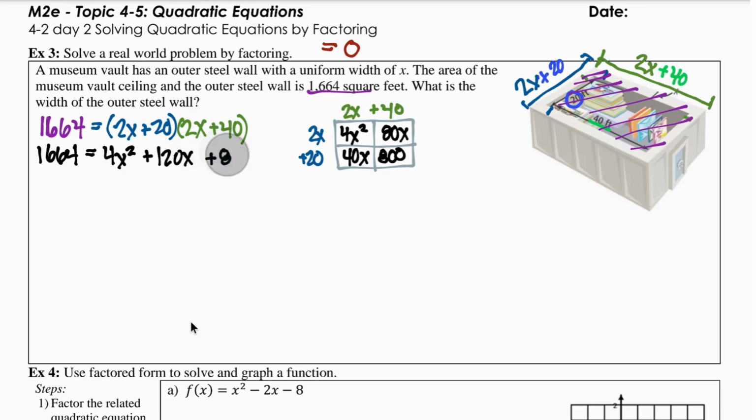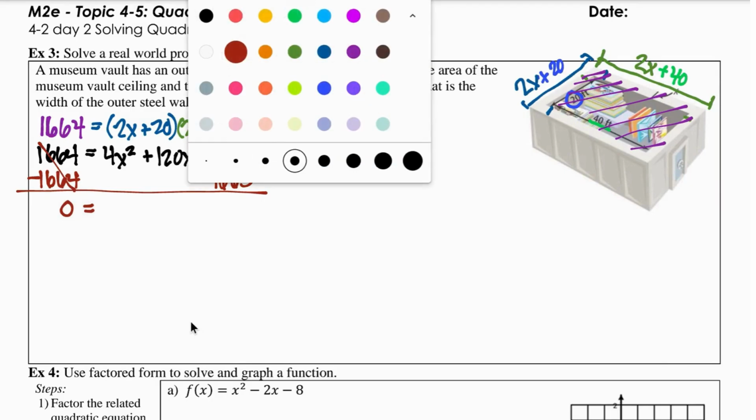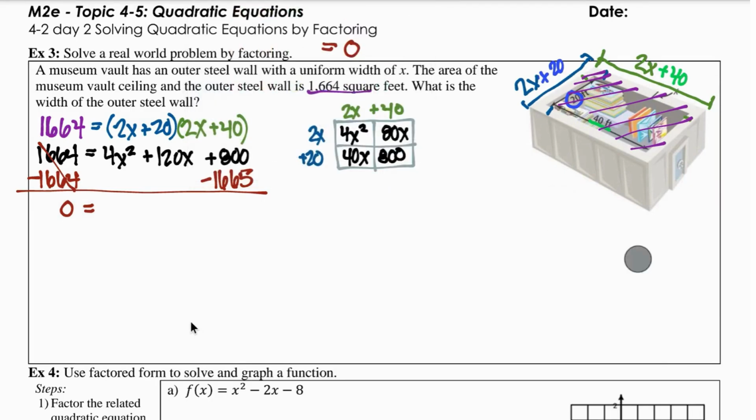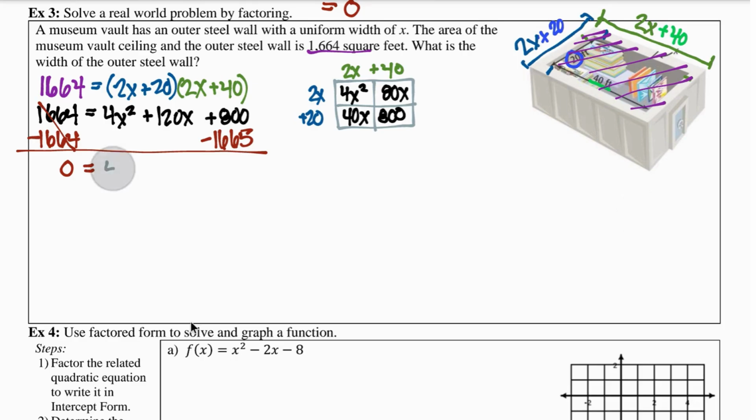So in order to get it equal to 0, we want to subtract that 1,664. We're going to move it over to that side because we want to always keep that a squared positive so we don't accidentally forget to factor out a negative from our GCF. Okay, so we've got 4X squared plus 120X, and then 800 minus 1,664 is negative 864.